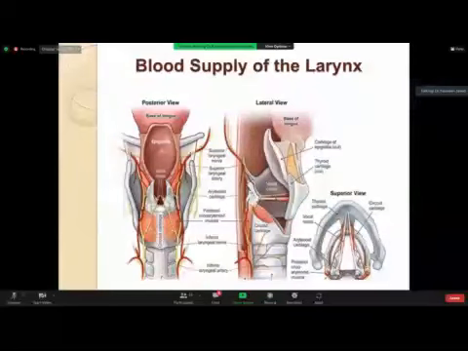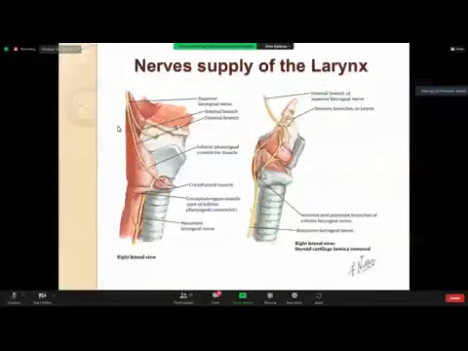Nerve supply of the larynx is basically from the superior laryngeal nerve and inferior laryngeal nerve, which is called the recurrent laryngeal nerve. Again, क्योंकि motor nerve supply, यानी all the muscles of the larynx जो हैं, these are supplied by this recurrent laryngeal nerve. Except cricothyroid muscle, ये एक statement होती है कि all the muscles of the larynx are supplied by recurrent laryngeal nerve except cricothyroid, which is supplied by the external branch of superior laryngeal nerve.